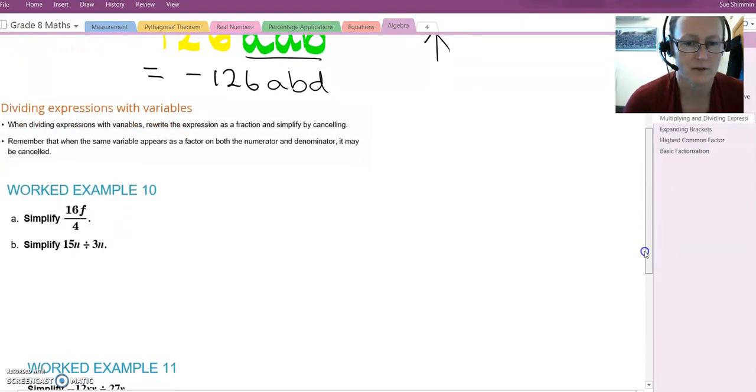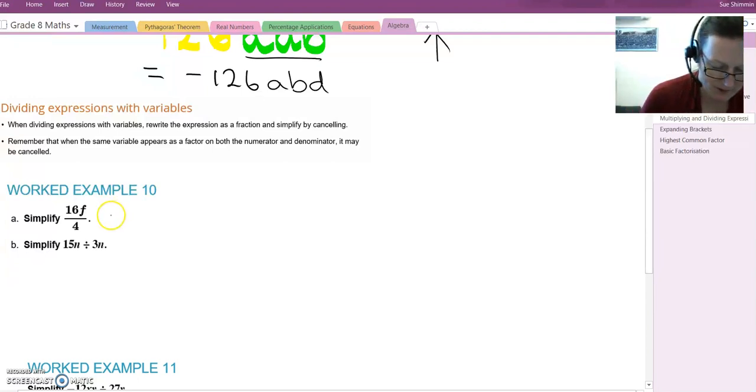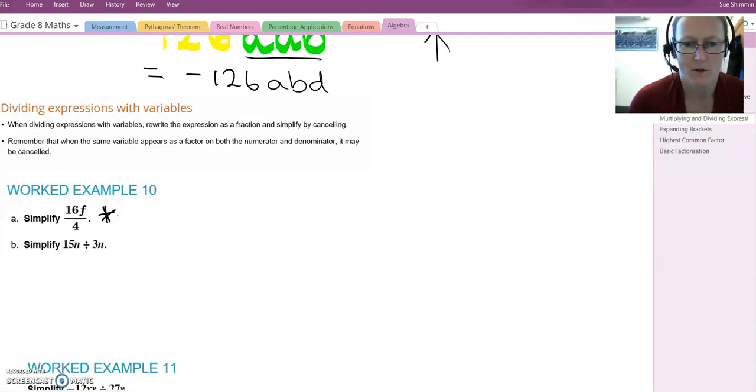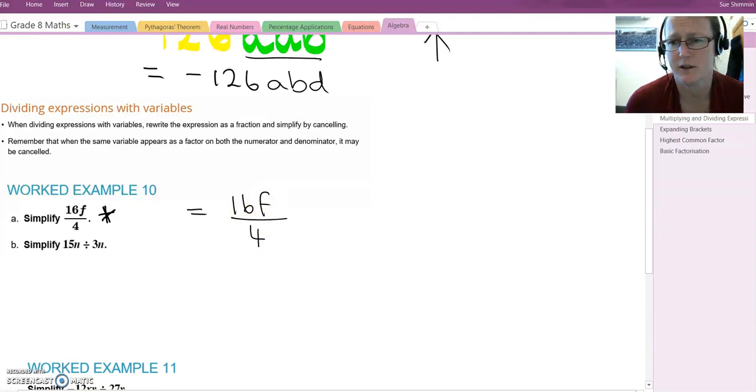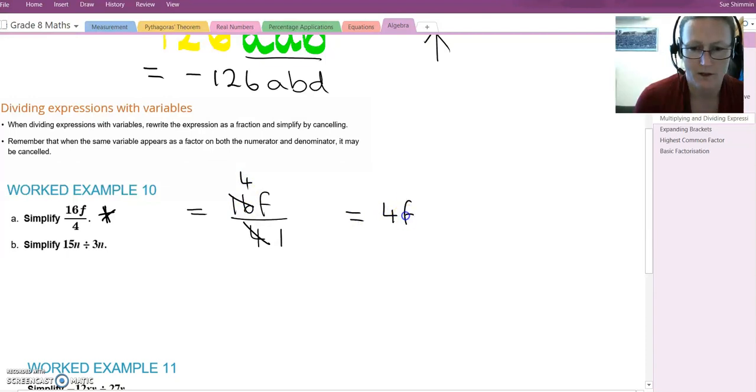Okay, with division. I find it much easier that when dividing expressions, rewrite them as a fraction. So this first example is already a fraction. Remember that when the same variable appears as a factor on both the numerator and the denominator, it may be cancelled. So we have 16f over 4. Again, we don't have to worry that they're not like terms. For division, it doesn't matter. We can cancel this down because 4 goes into itself once and 4 goes into 16 4 times. So the answer to the first one is 4f.